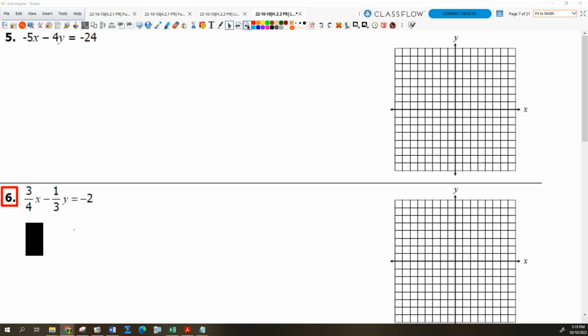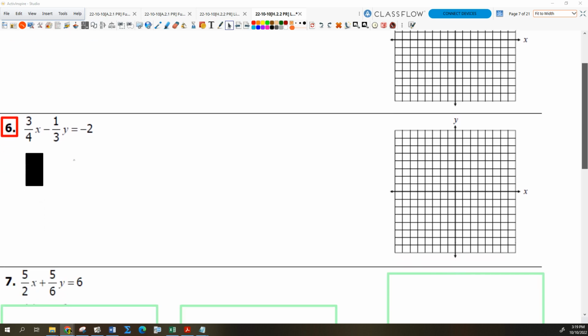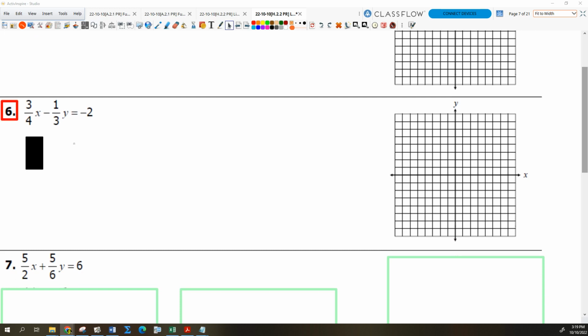Let's do one more, and then we'll call it good. Number 6. Okay, so I want to find the x-intercept. Cover up the y term. Okay, so I get 3/4 x equals negative 2. Take a second, just think here mentally. What is x going to equal? Is it negative 3 eighths?